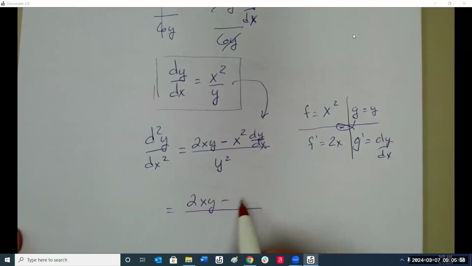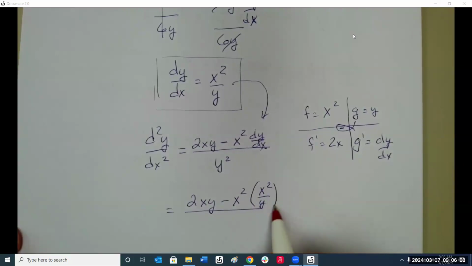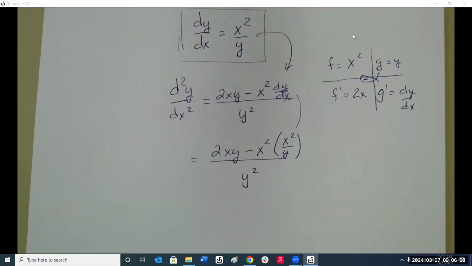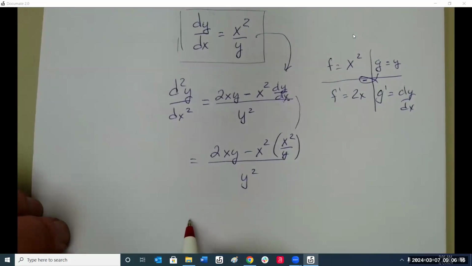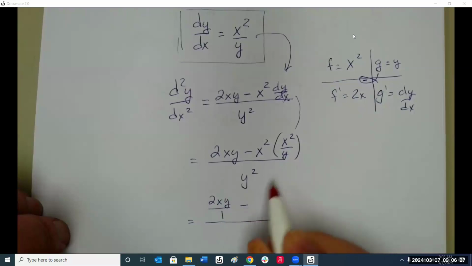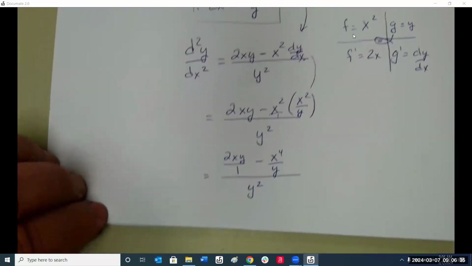So 2xy, it's x squared over y. That's what that is, over y squared. Again, now it's the algebra that's going to be hurting us. So we have 2xy over 1 minus x squared over 1 times, so x squared times x squared is x to the 4th over y squared.